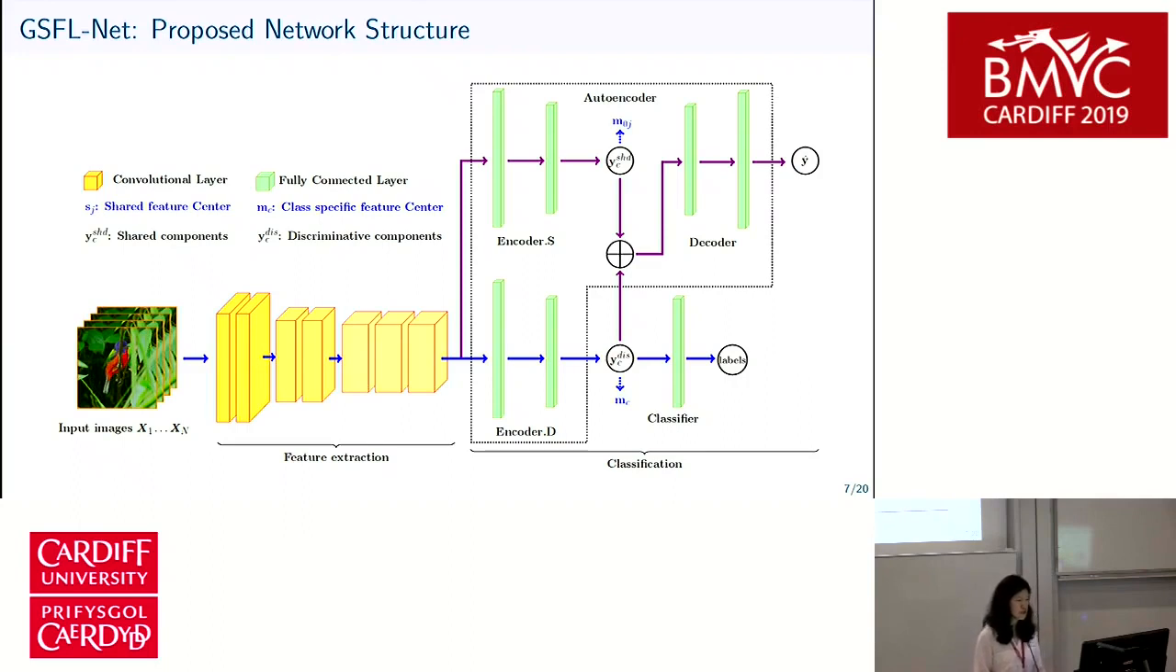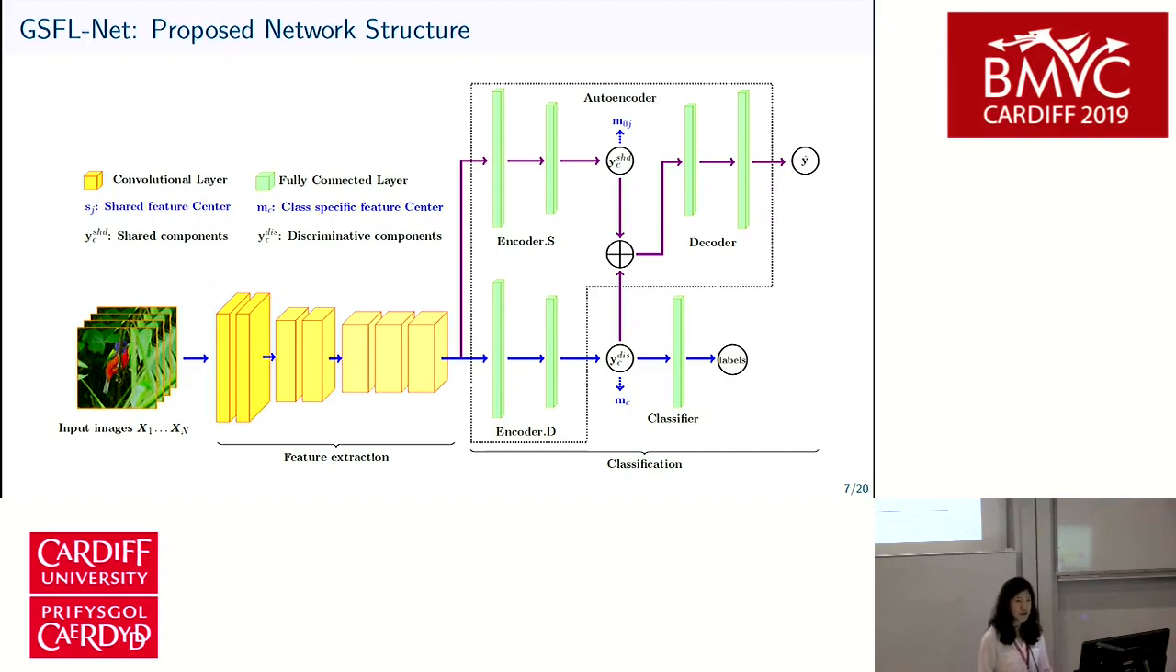In order to achieve our goal, we propose our network structure. During the training process, the input images are fed into the feature extraction part of the network. This feature extraction part can mimic any feature extraction part of existing networks. The output of the feature extraction part is input to the classification part, where the encoder S is used to extract the shared components from the extracted features, and the encoder D is used to extract the discriminative components from the extracted features. The decoder is used to make sure that the outputs of encoder S and encoder D can be reconstructed as the extracted features, to prevent essential information loss during the training process.